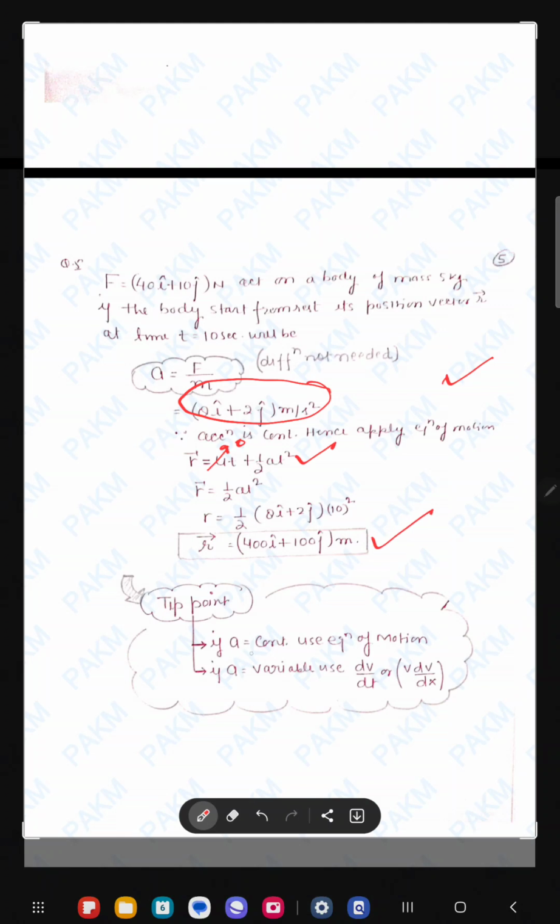Now the tip point is, when the acceleration is constant, use the simple equation of motion. When variable motion is there, then you will use the differential equation type of motion.